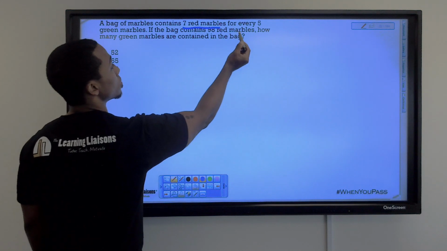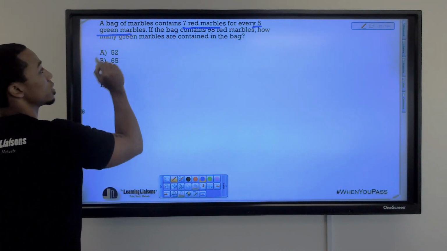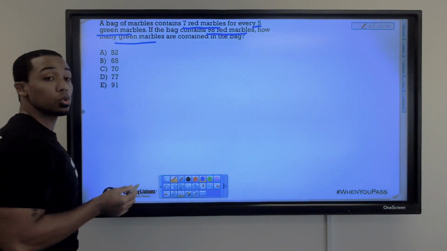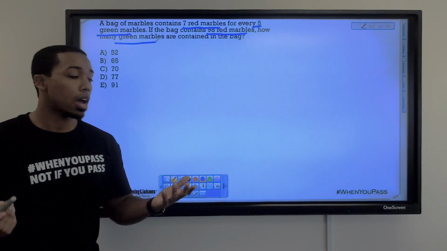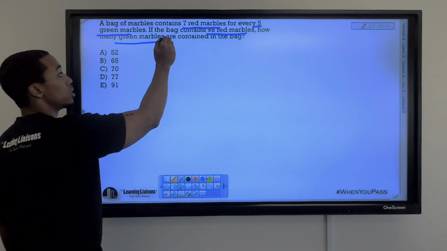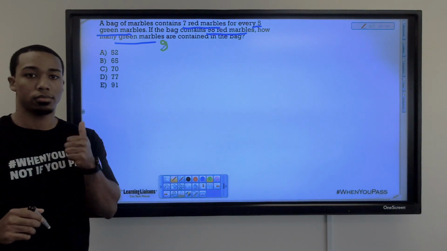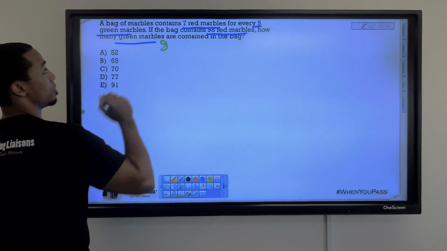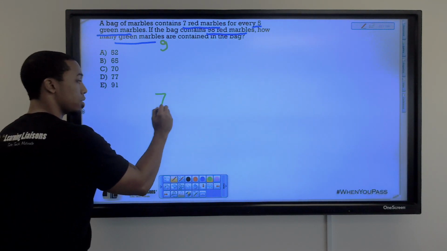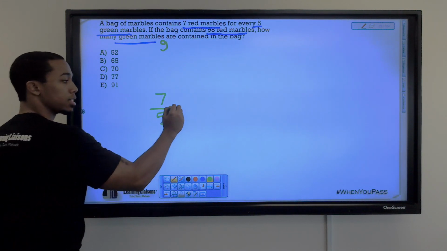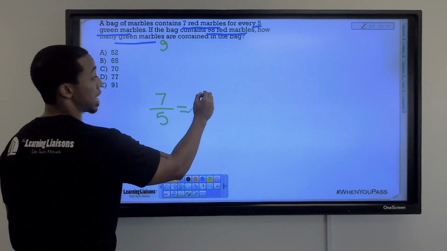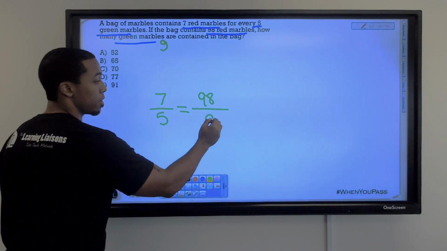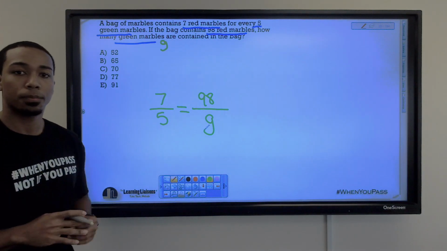7 red marbles, every 5 green. There are 98 red. How many green? We're being asked to find how many green. I'll go ahead and use G for those green marbles. Sound good? Cool. So let's go ahead and set everything up. 7 red for every 5 green. It's going to be equal to 98 red, the total amount of red for that certain amount of green.